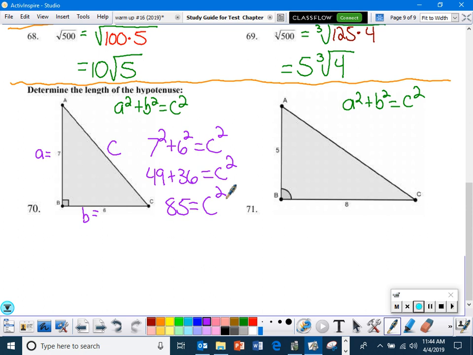Okay, now we're going to take the square root of both sides. And 85 cannot be broken down any further, so we're just going to say the answer is the square root of 85. So the length of that hypotenuse is the square root of 85. Just leave your answer like that. Again, if we could simplify it, we would, but we can't simplify that any further. All right, same thing with the next one.